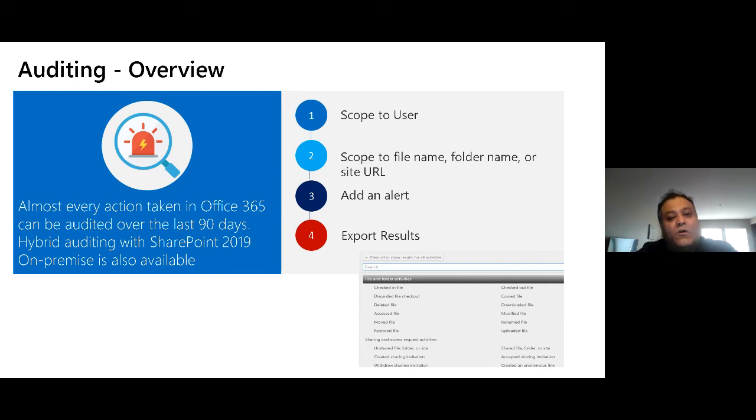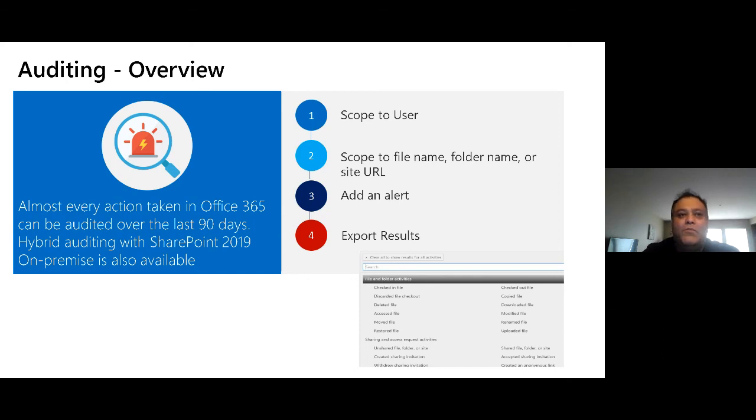I'm not going to spend a whole lot of time on auditing. Needless to say, almost every single action that is done on a tenant is fully auditable by default for the past 90 days. Now you can increase it. You can actually have hybrid auditing available if you have a hybrid environment, and an on-premise version is also now available. So you can have the scope of that audit control defined to whatever level you want, and you can add alerts to it as well.